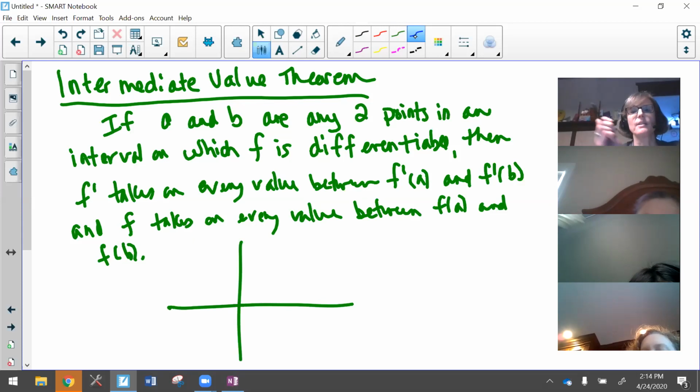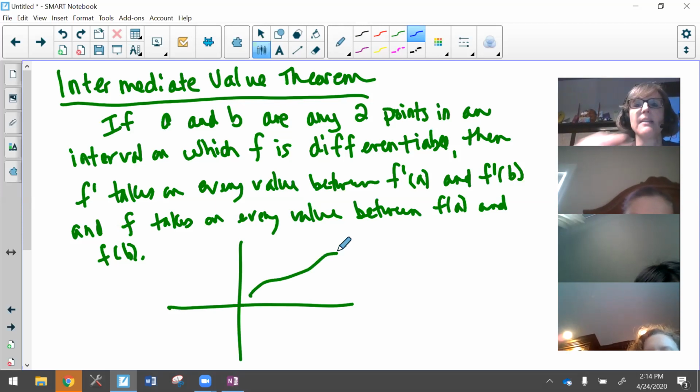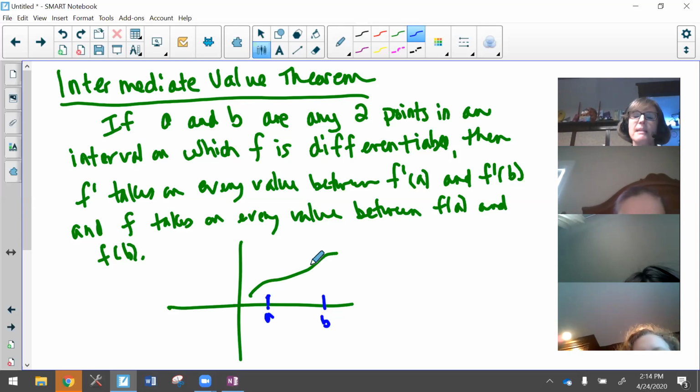And again, this is just saying if my function is differentiable, that means it's continuous. And that means if it looks something like this, and here's A and here's B, that my function is going to take on every value between A and B. There aren't going to be any holes in there. And sometimes that too will come up.